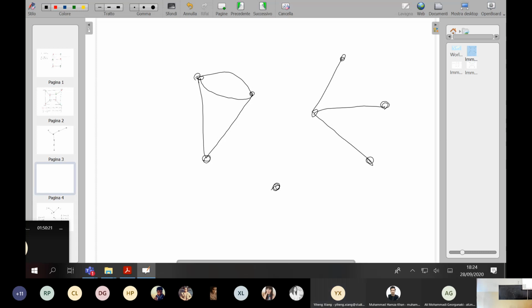Okay, so I could take this subgraph. Is it connected, the red subgraph? Meaning, what does connected mean? If I pick up any two vertices, is there a path from one to the other? Red vertices. Answer?